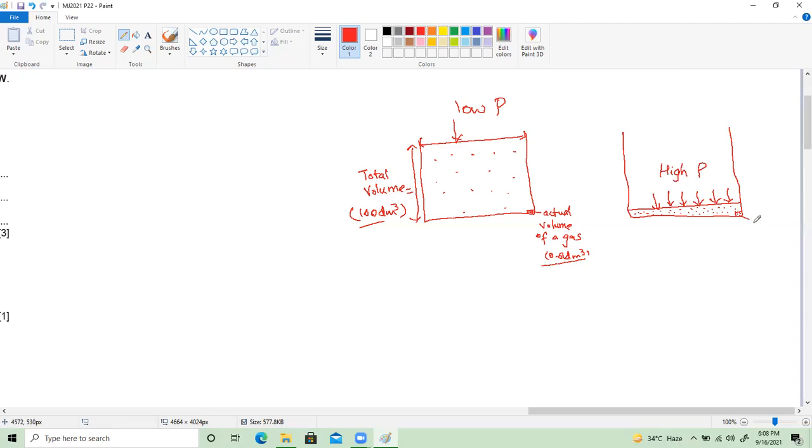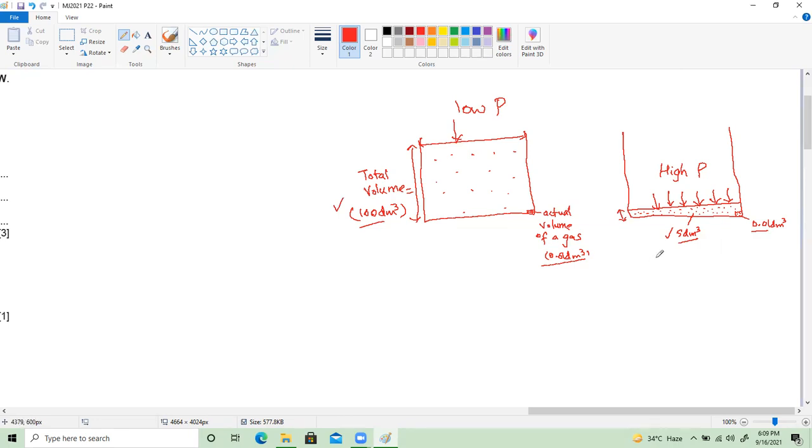Furthermore, take a look at the same volume here. This is the actual volume. Suppose it's still 0.01 dm cube, and the total volume is suppose 5 dm cube. Now you know that 0.01 was negligible as compared to 100, but 0.01 cannot be negligible as compared to 5. So you can see now the actual volume is also not negligible as compared to the total volume which is occupied at high pressure.